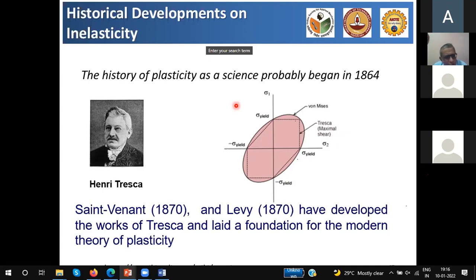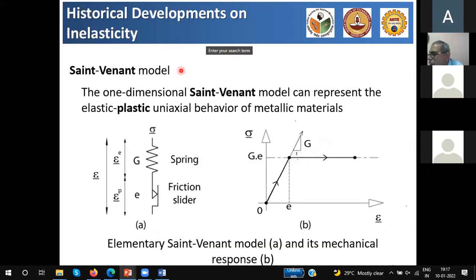Whereas much more is learnt about metals. And what is known today as a failure criterion for metals, which is popularly used everywhere, is the von Mises criterion, which is based on distortional strain energy. When you try to plot it in the principal stress directions, in the stress plane, it will turn out to be an ellipse.